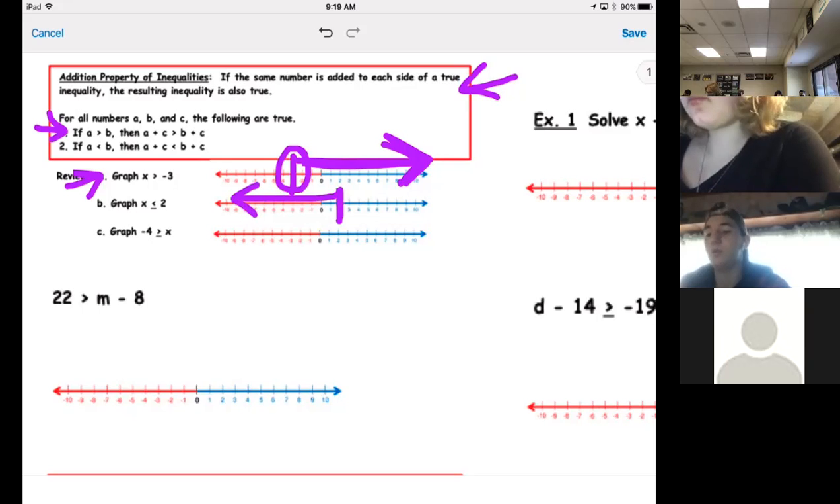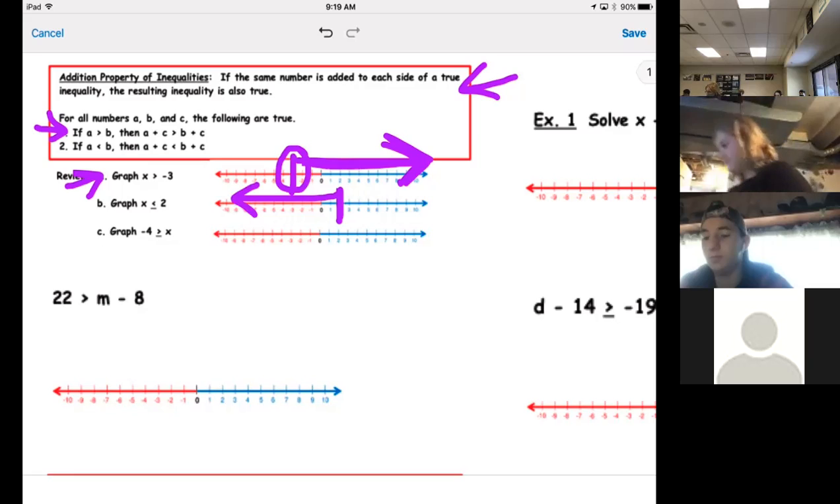Now we have to ask ourselves, does 2 fit? Is 2 less than or equal to 2? Yes. And that would be a closed dot because we have to include 2. Do you guys remember this stuff? Kind of, I know it was a long time ago.